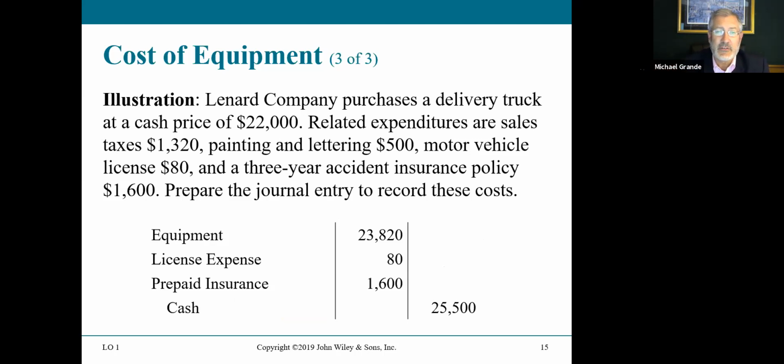Here's your journal entry. The equipment, right, $23,820, that's the asset. License expense for $80. And prepaid insurance, it's an asset, remember, because this is a 3-year insurance policy. And that needs to be expensed over the 3-year period.